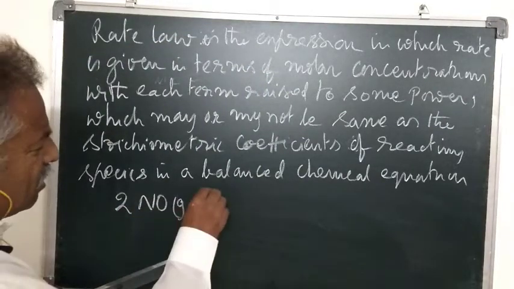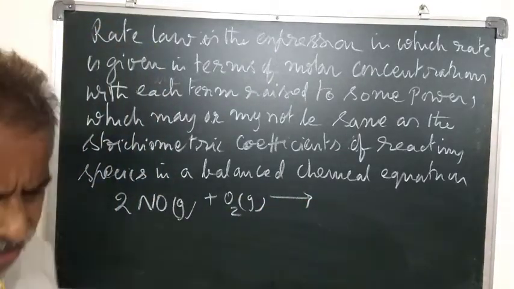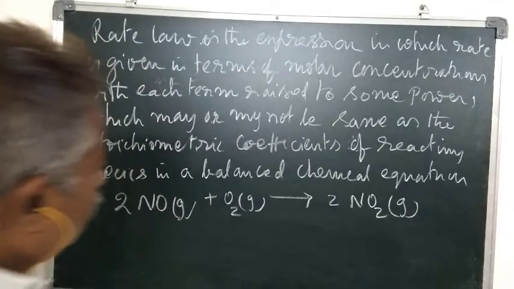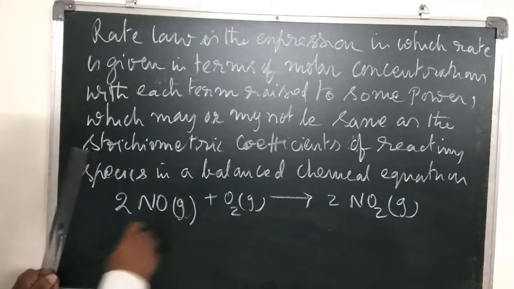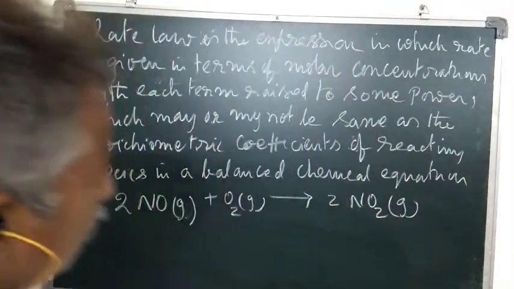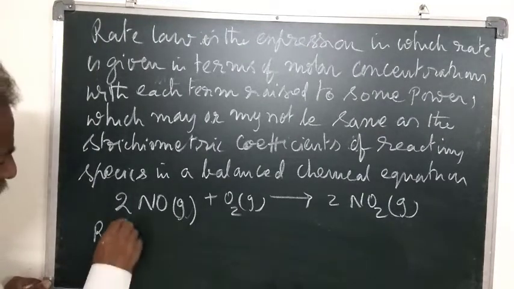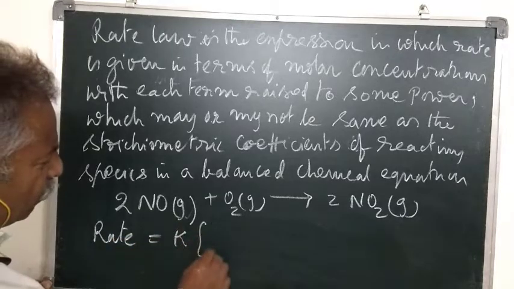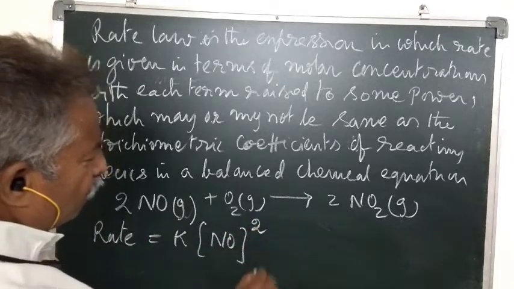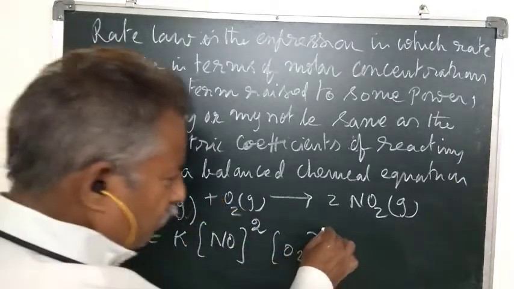2NO gas plus O2 gas. Nitric oxide combines with oxygen to form nitrogen dioxide. Just by seeing the balanced chemical equation, we can write rate is equal to k into concentration of nitric oxide raised to the power of stoichiometric coefficient 2 into oxygen O2. Here the stoichiometric coefficient is only 1, therefore it is 1.